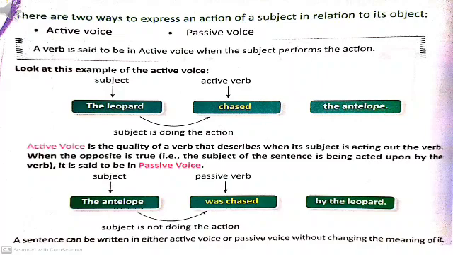Let's read this example. The leopard chased the antelope. In this sentence, the subject, the leopard, is doing the action. So this is a sentence of active voice. And in the other sentence, the antelope was chased by the leopard. Here the subject is not doing anything, but the verb is expressing what is done to the subject. So this is an example of passive voice.